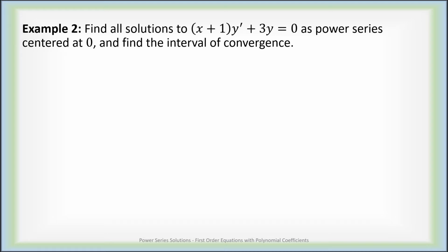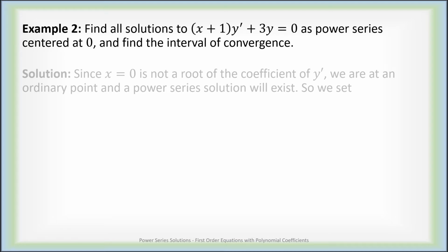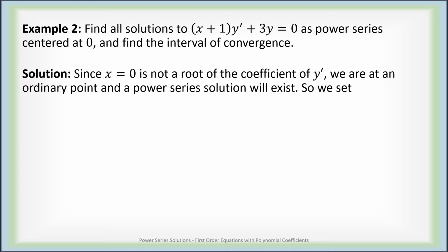As a second example, let's find all solutions to x plus 1 times y prime plus 3y equals 0 as power series centered at 0, and then we will find the interval of convergence. Now, since x equals 0 is not a root of x plus 1, that coefficient of y prime, we are in fact at an ordinary point, therefore a power series solution will exist. So we go ahead and set y, our desired solution, to be a power series centered at 0.